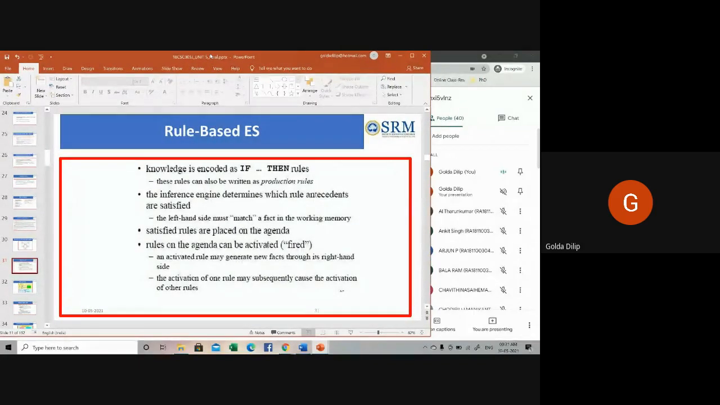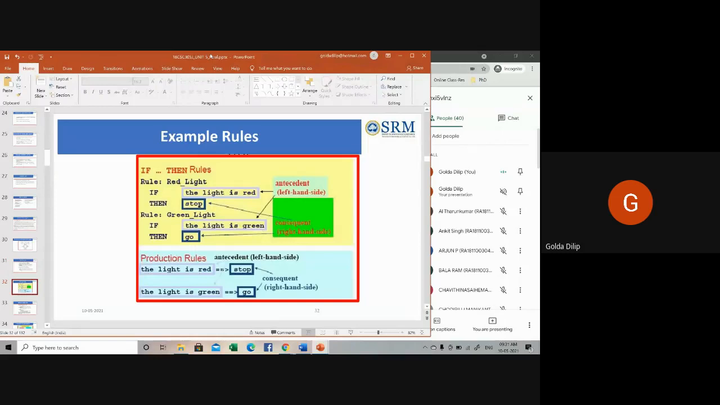This is the same thing I've just mentioned. Knowledge is encoded as if-then rules. Rules can also be written as production rules. I'll give you an example. You can see here if-then rules and production rules. In if-then rules you have the left hand side and the right hand side. On the left hand side you have the conditions, also called antecedents. On the right hand side you have the action or the consequence.